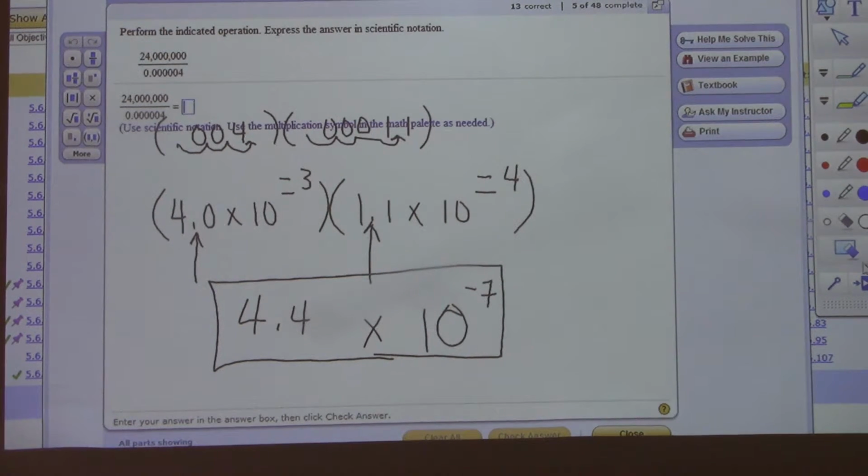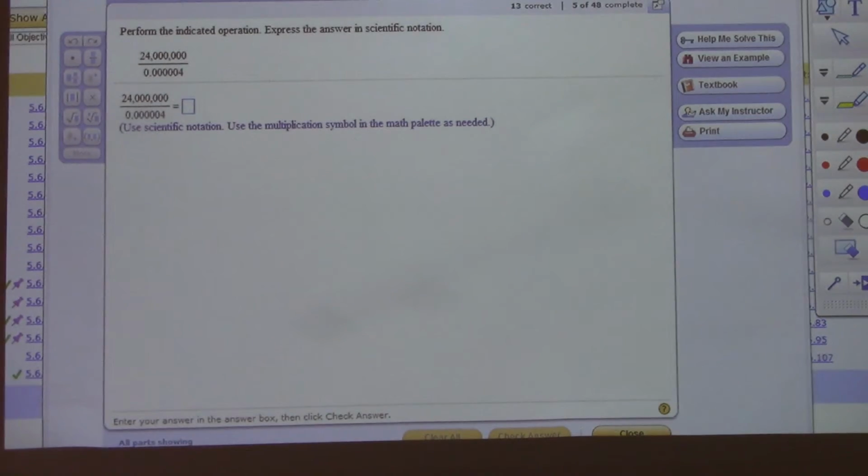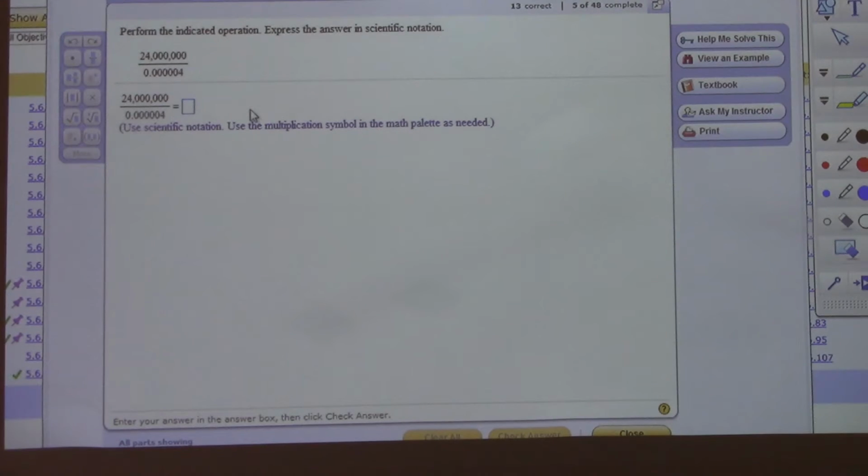All right, try that one. The reason this one's different is because you've got a big number on top and a very small number on the bottom. So what does that mean about the answer? It's going to be huge because you're dividing a big number by a very small number.